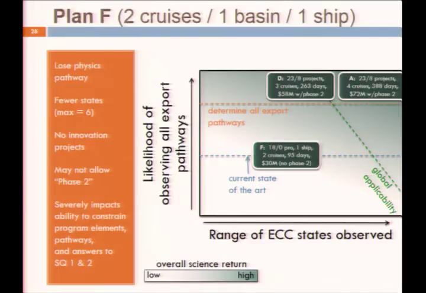And then again, as a comparison, I've put implementation option F up here. So this is one where we're now going down to 1 ship, 2 cruises in 1 basin. And by only having 1 ship, we're not going to be able to make that depth of measurements that we could make with 2. For instance, it's likely we would not be able to constrain pathway 4, that submesoscale subduction pathway.